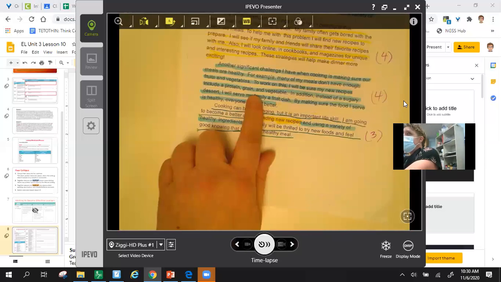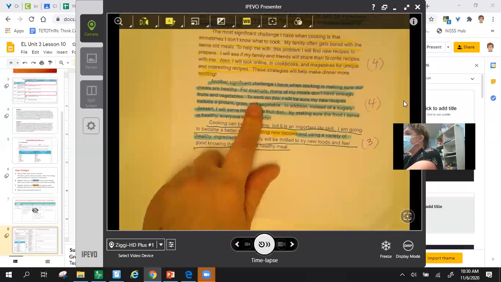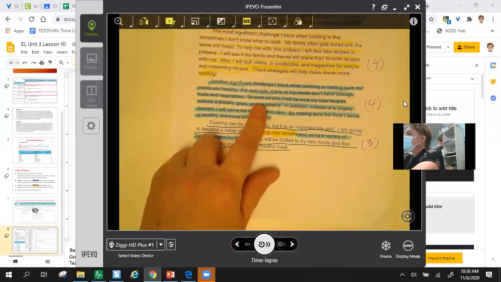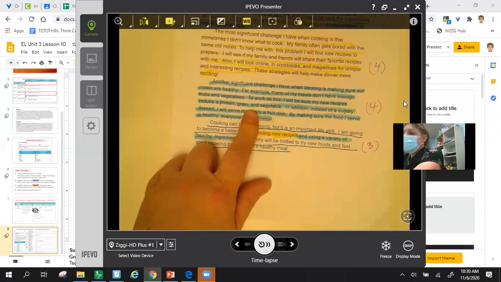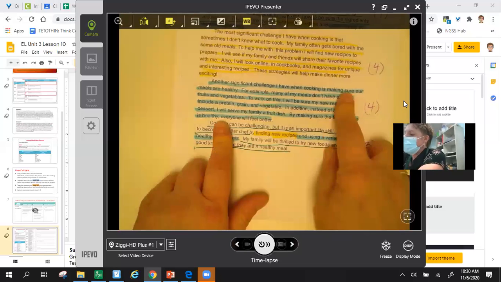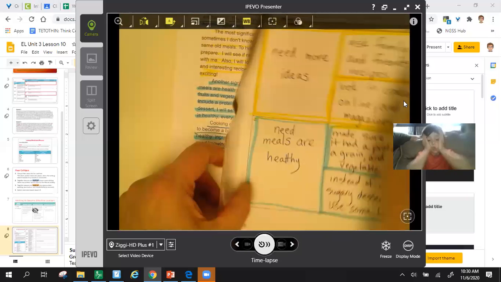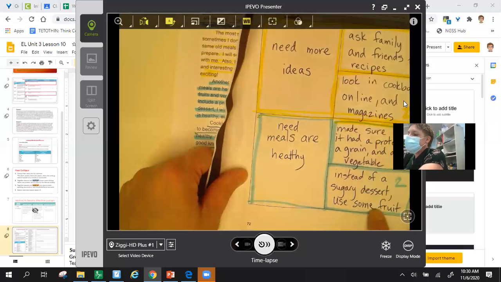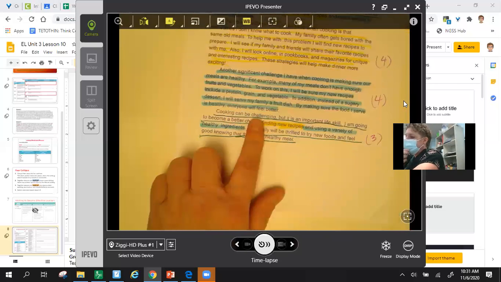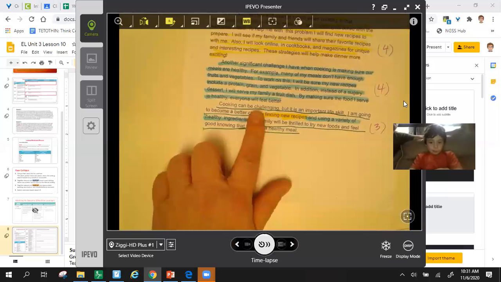Then you have proof paragraph 2, but it's your 3rd paragraph. How many sentences should it have? 4. Again, topic sentence. You have 4. 1 here, and this is the first strategy. The second strategy, that's 3 sentences and 1 to wrap it up. Make sure you have 4, all right?